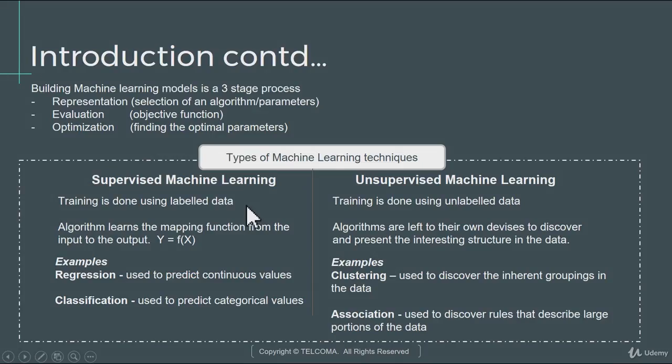The difference over here is you have training data which is labeled. On the contrary side, you have unsupervised machine learning algorithms. Now, this class of algorithms does not have labeled data, so the training is done using unlabeled data. So what would be unlabeled data? You have a bunch of students for whom you have different attributes.